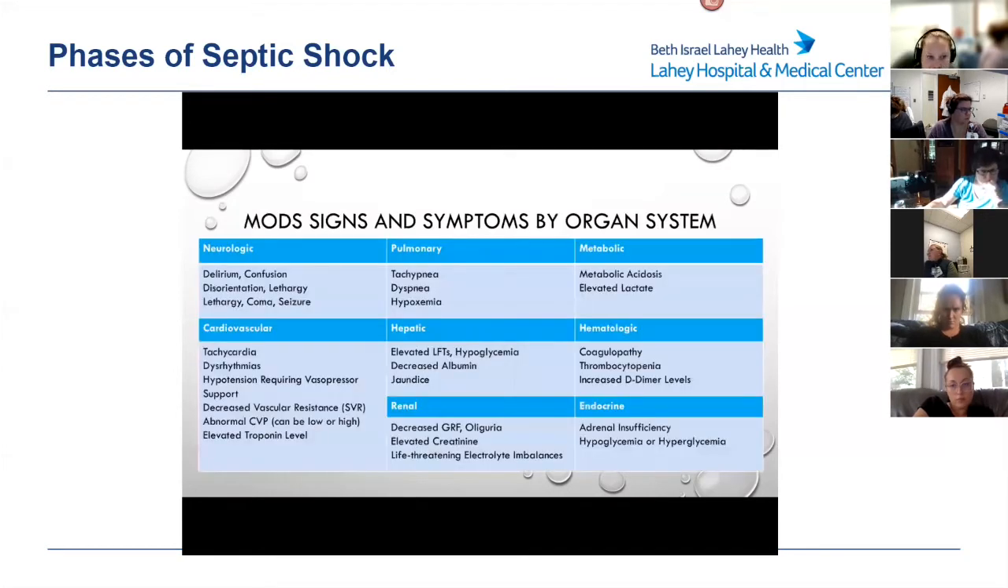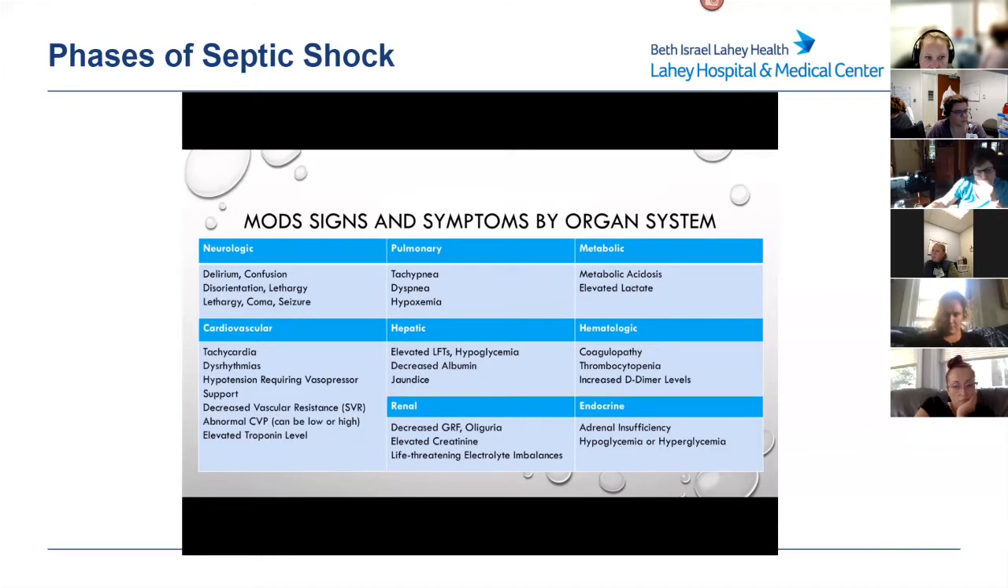Some of the signs of multiple organ dysfunction syndrome by organ system I have here. Neurologic, you can have delirium and confusion. In cardiovascular, you can have tachycardia, dysrhythmias, decreased systemic vascular resistance, elevated troponin level. Pulmonary, you can have tachypnea, dyspnea, hypoxemia. Hepatic, you can have elevated liver function tests, hypoglycemia, jaundice. In the renal, you can have decreased GFR, oliguria, elevated creatinine.